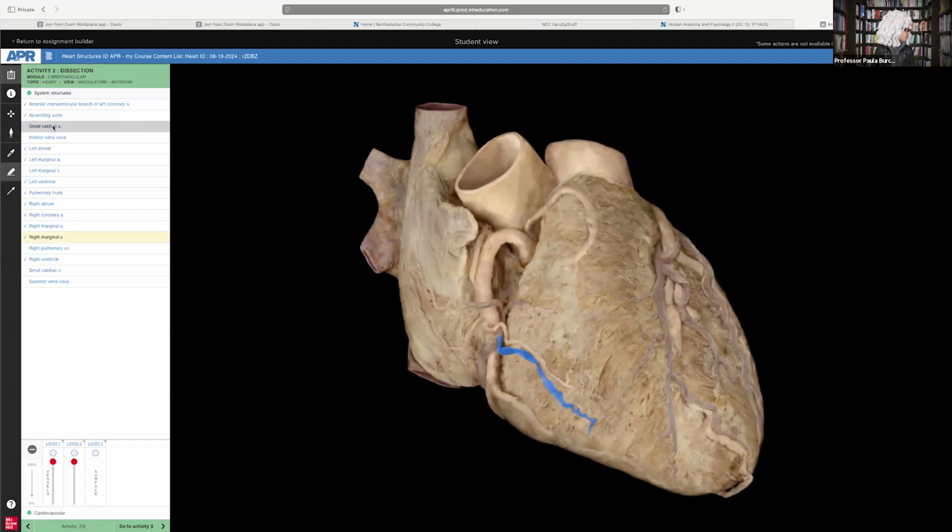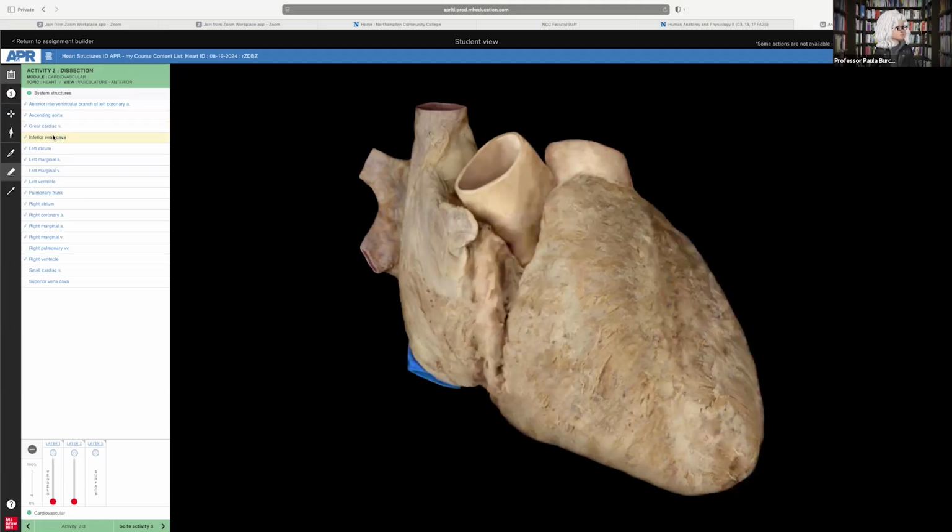Now let's look at our veins. The great cardiac vein runs parallel to the anterior interventricular artery. So there you can see that. It is the main vein draining your ventricles. The inferior vena cava is the main vein returning blood back from the lower part of your body. So the superior vena cava is returning blood back from the upper appendages, your arms, and the head region.